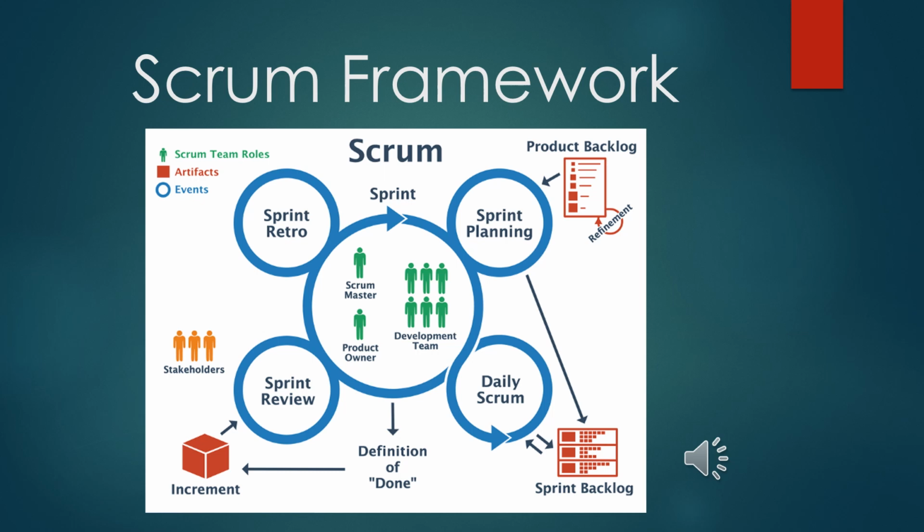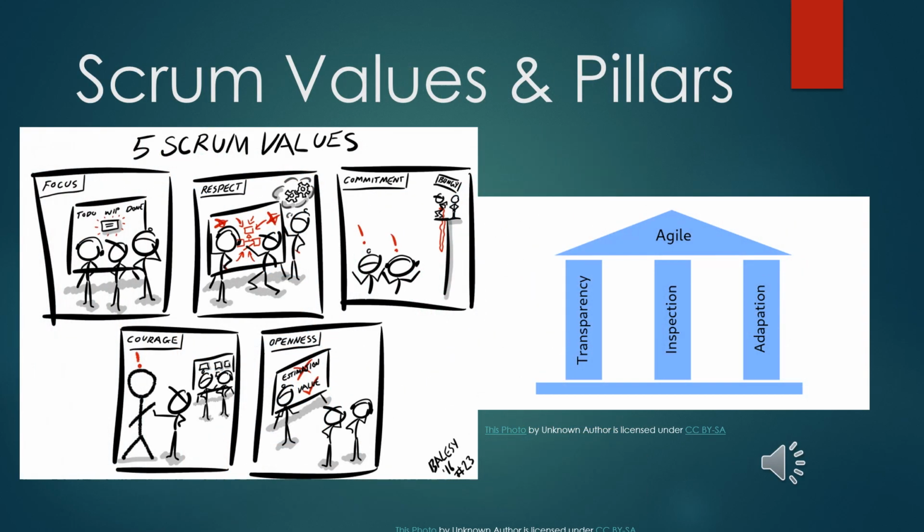3. Scrum events. These are the events which take place within the sprint. Scrum events include sprint planning, daily Scrum, sprint review, and sprint retrospective. Successful use of Scrum depends on people becoming more proficient in practicing 5 values. These values are courage, focus, commitment, respect, and openness. Scrum pillars include transparency, inspection, and adaptation.